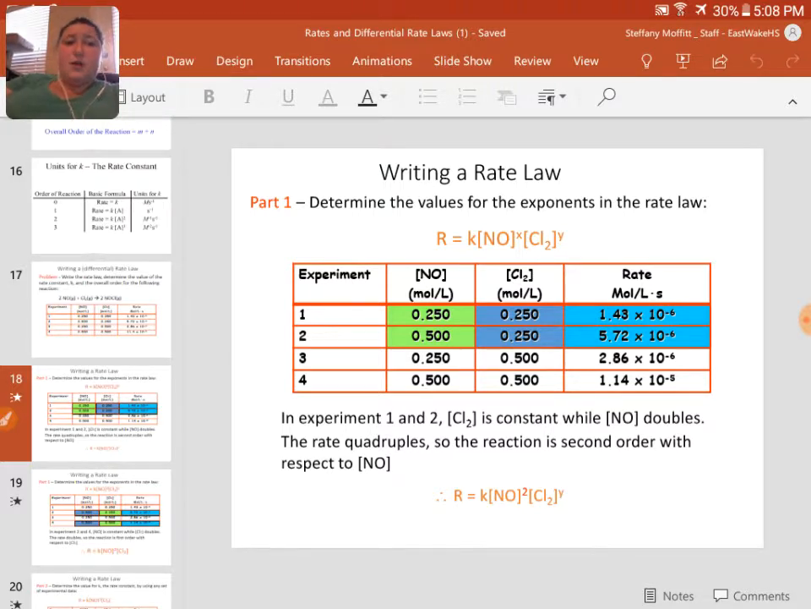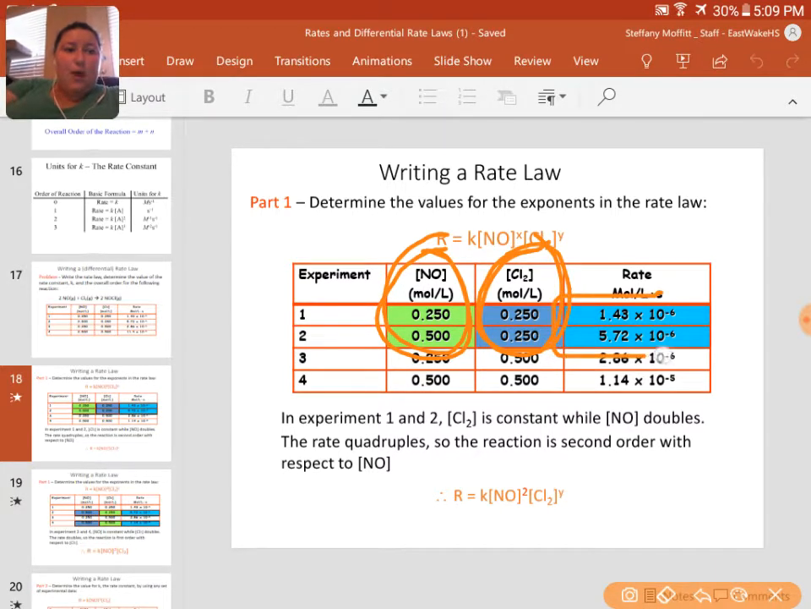So what we do is we need to find 2 instances separately. The first instance is where one of our compounds stays the same in concentration, but the other one is going to double. That's the key. We need to figure out where one of the compounds doubles in concentration, but one of them stays the same. So we're only looking at one of them. In this case, Cl stays the same, but NO doubles. And after we look at that, we look at the rate. What happens to the rate when the concentration doubles? Well, in this case, the rate quadrupled, which means that NO is second order.